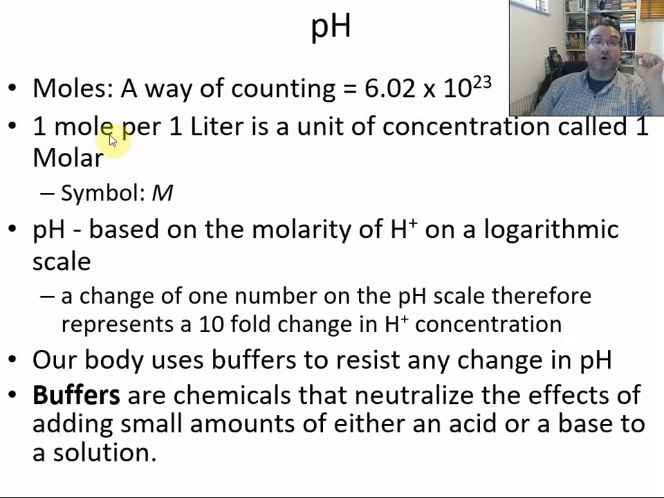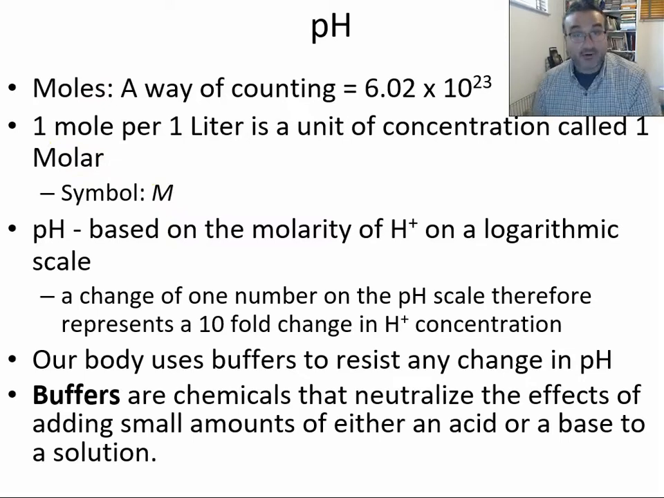So 1 mole of a substance in 1 liter, or a volume, enough to fill a large glass, is a unit of concentration called 1 molar, symbolized by an italicized capital M. So you have to know what moles are, and that tells us what molar means, and we symbolize it with italicized M. So with concentration, it's like, for example, how salty is something, or if you were adding food dye, how intense is the color of food dye added to water.